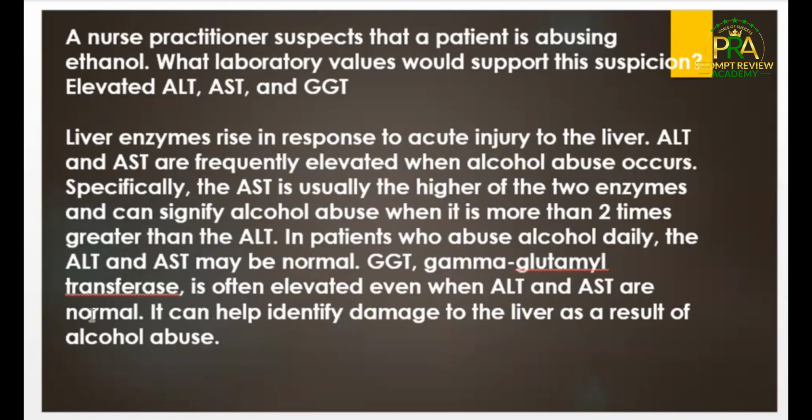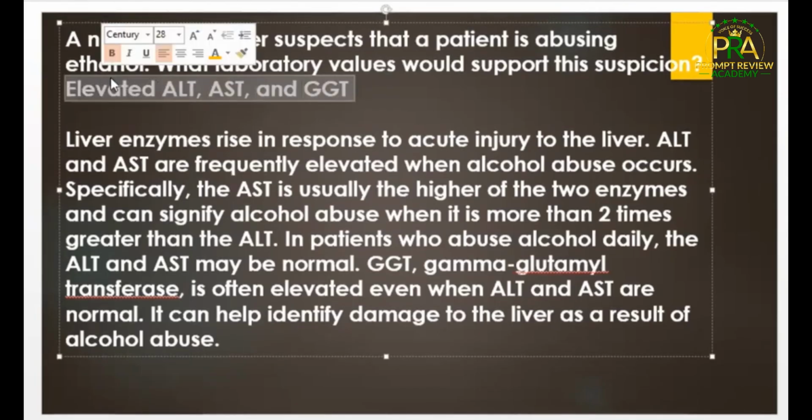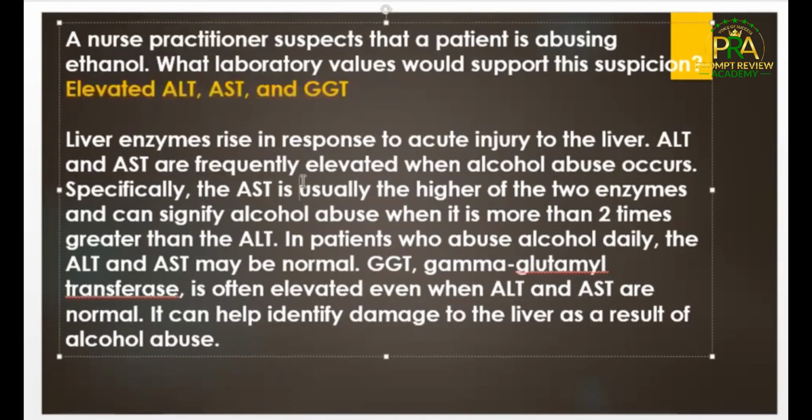A nurse practitioner suspects that a patient is abusing ethanol. Ethanol is your alcohol. What laboratory values would support this suspicion? So you need to pick up the options that have these three things. When somebody is abusing alcohol, this is an exam question: elevated ALT, AST, and GGT.